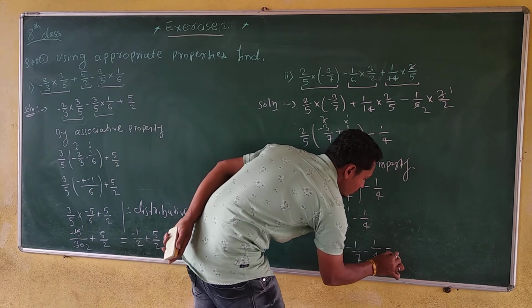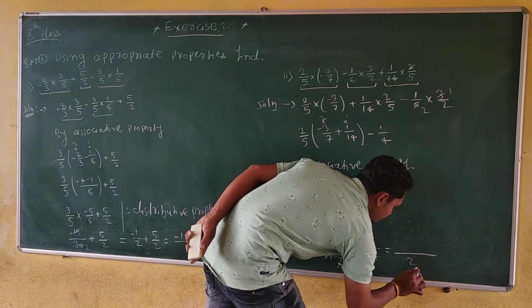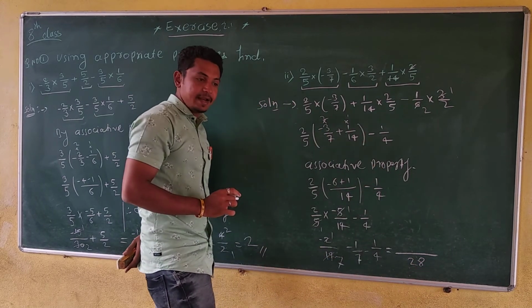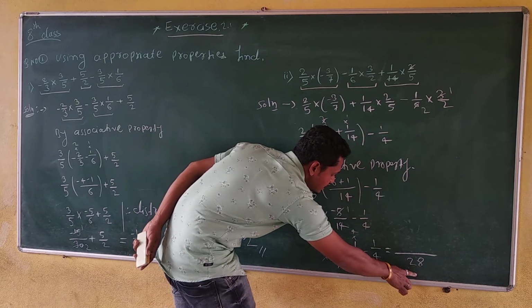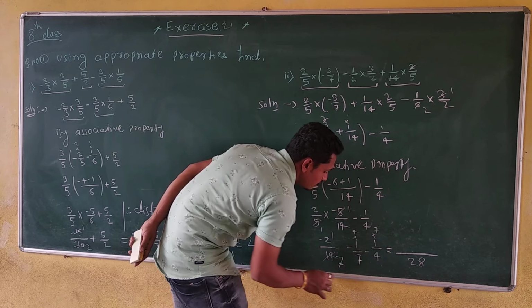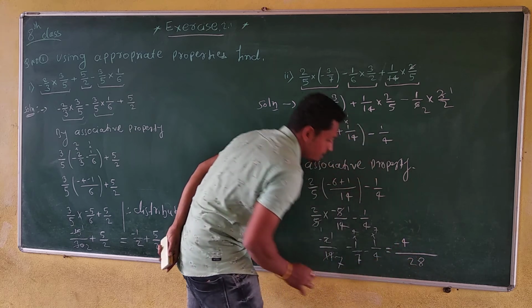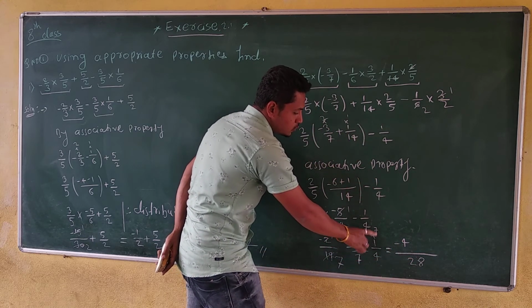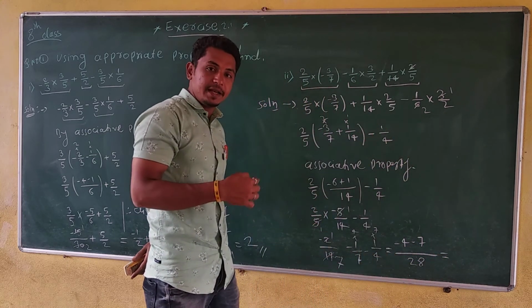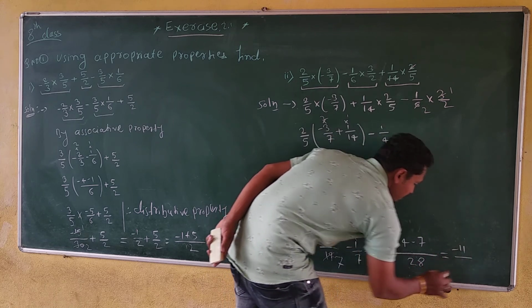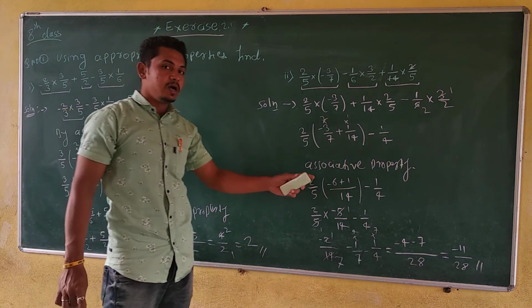is equals to, now what is the LCM of 7 and 4? 28. Is right. 28. Next, 7 4s are 28. So into 4, then 4 7s are 28. So into 7. And minus 1 into 4, minus 4. Then minus 1 into 7, minus 7 is equals to minus 4 minus 7 is minus 11. And denominator write as it is. And minus 11 divided by 28, this is your answer.